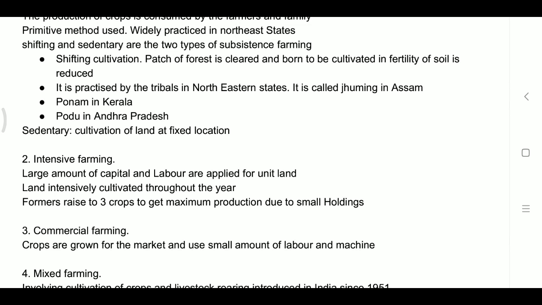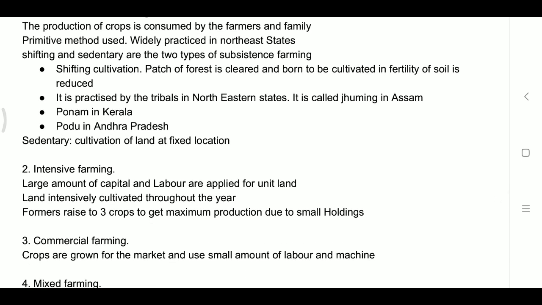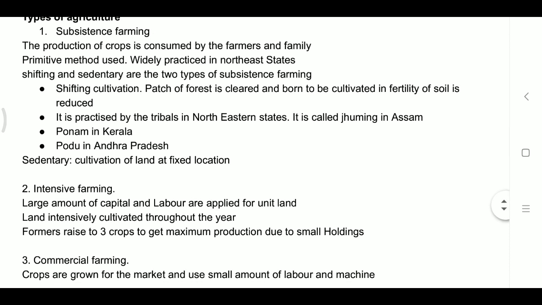Sedentary is one more type under subsistence. Sedentary is nothing but settled, fixed location. The cultivation of land in a fixed location is sedentary, having all the characteristics of subsistence farming.